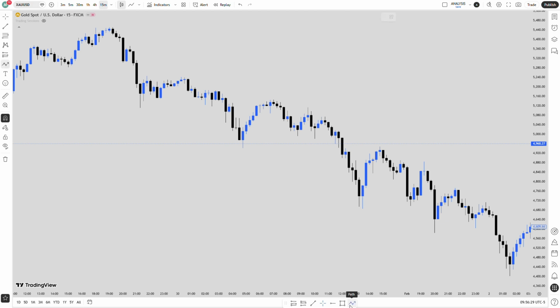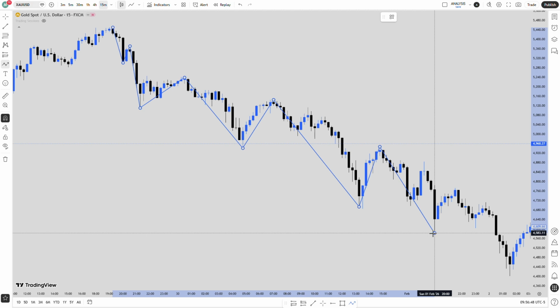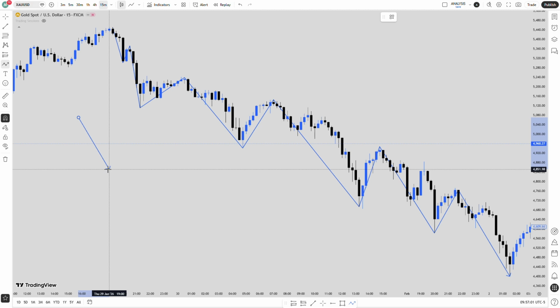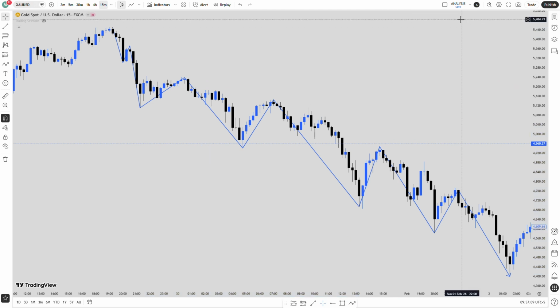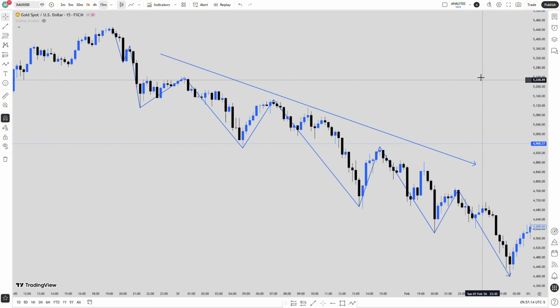Because we can clearly see a high here, a low, a high, a lower low, a lower high, a lower low, a lower high, a lower low, a lower high, a lower low, a lower high, then a lower low. The same thing we did on our illustration. So this is what we call a bearish trend, because the market is going in one direction, downward.